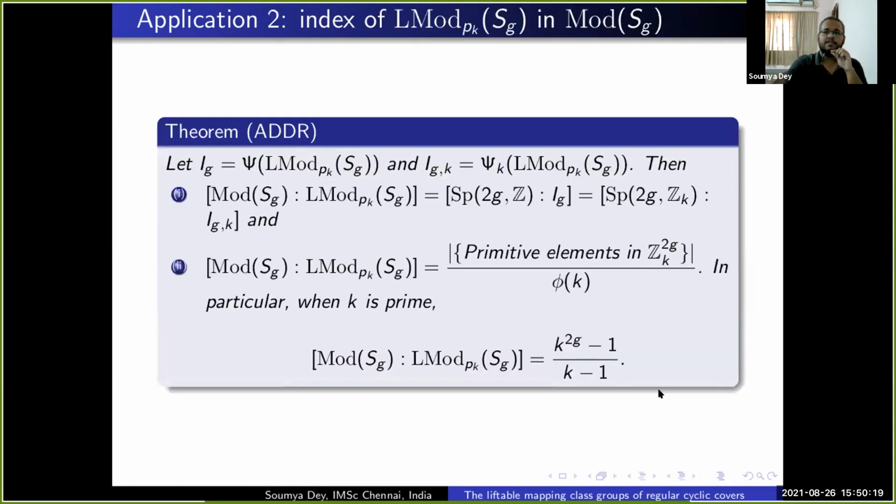The second application is giving us the index of LMod in Mod. Let's call the image of LMod under psi to be Ig, and the image of LMod under psi k to be Igk. We have shown, again using the symplectic criteria, that the index of LMod in Mod is basically the index of Ig in Sp2g, which is again equal to the index of Igk in Sp2g(Zk). From there we have deduced that you compute the primitive elements in your Zk homology, take the number of elements there, and then divide by phi(k). Phi is the Euler totient function, and in particular, if k is prime, we have this formula. This is the index formula for k prime.